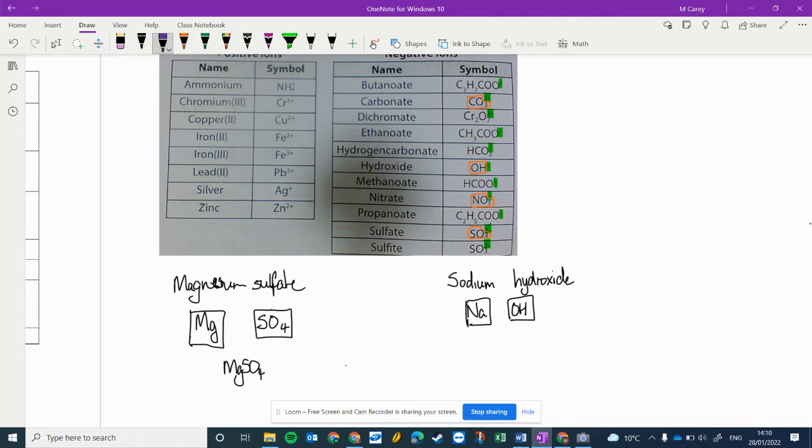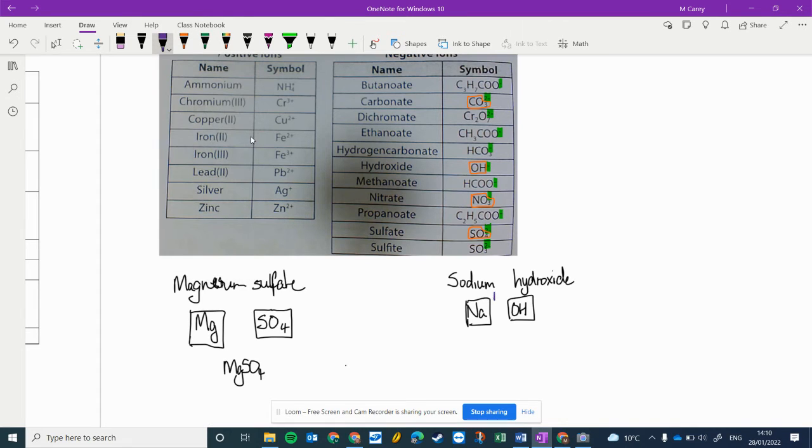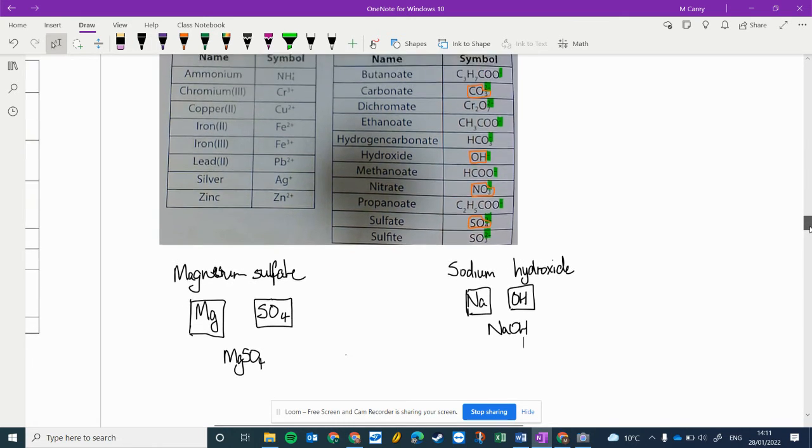And now we're going to put in the charges. So this is plus, OH is minus. Okay, we're going to lose the charge, drop and swap the number. There's no numbers to drop and swap. And we'll take the boxes away, put those together, and sodium hydroxide is NaOH. So it's got a sodium cation and a hydroxide anion. Okay, let's have a look at another one.